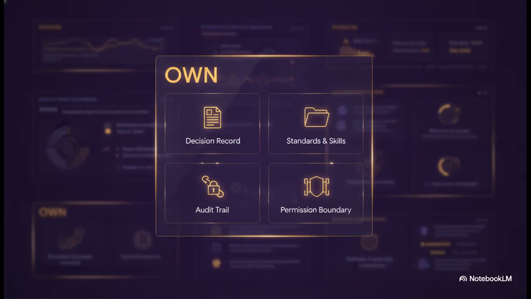But here is what you must strictly own. You need to own the record of the decisions your team actually made, the standards and skill files that describe how your team works, because those need to survive even if you swap vendors tomorrow. You have to own the audit trail of exactly what an agent read and did. And most importantly, you need the precise permission boundary. You need to know exactly which accounts an agent can touch and who physically signs off before it acts.